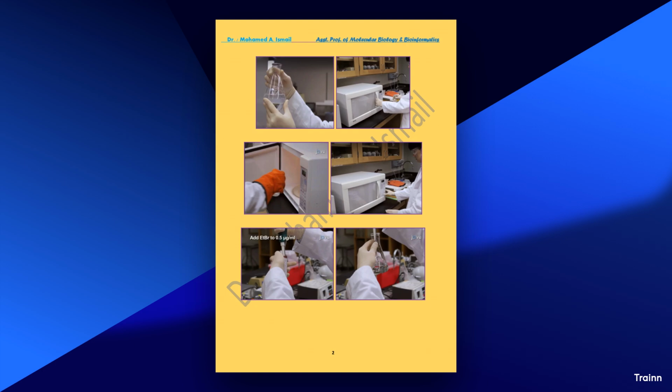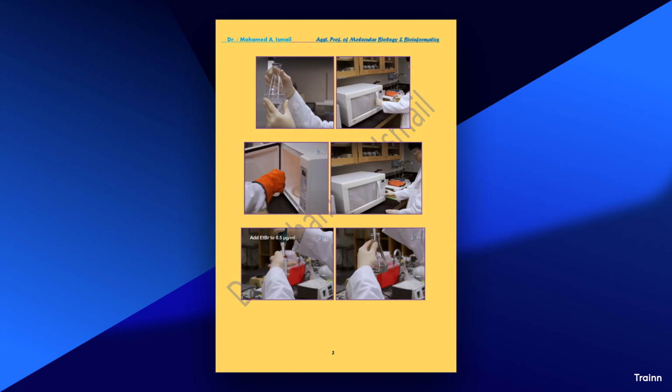2. Loading samples. PCR products are mixed with a loading dye, which helps visualize the sample during electrophoresis. The dye also increases the sample's density, ensuring it sinks into the gel's wells. Samples are carefully pipetted into the wells of the gel.